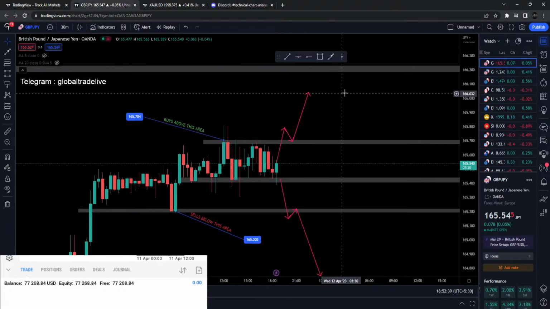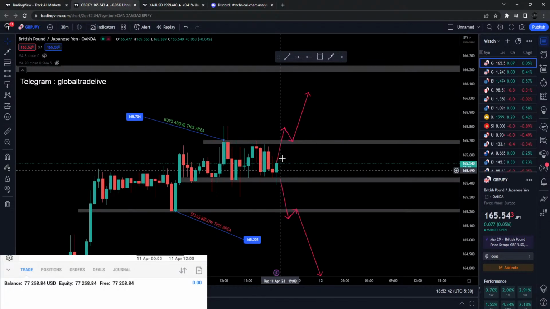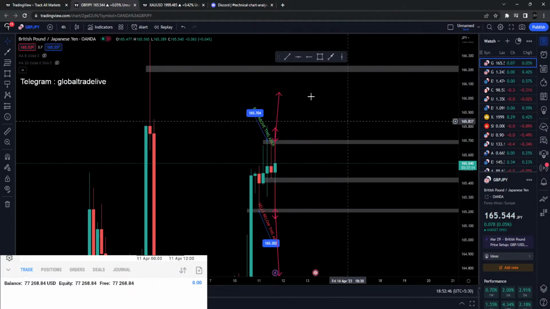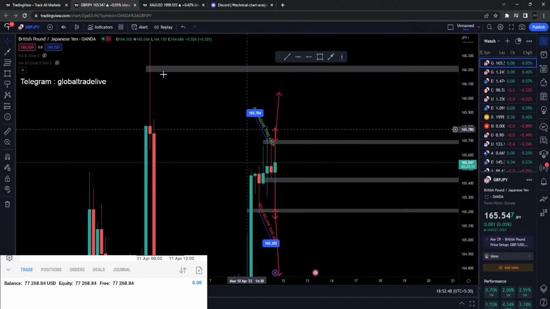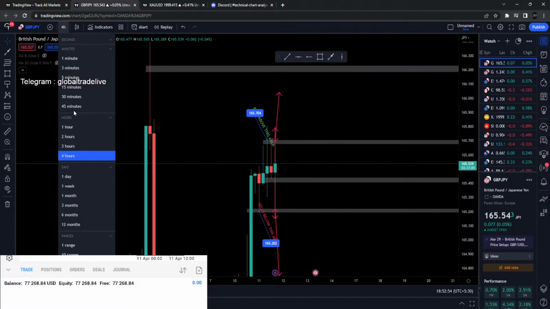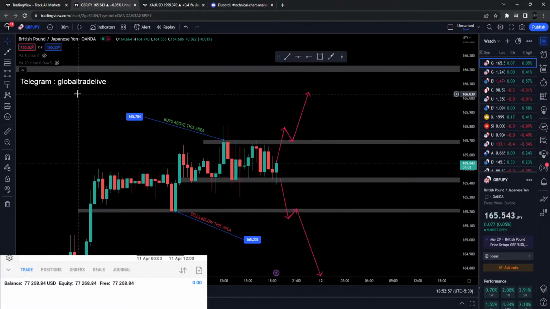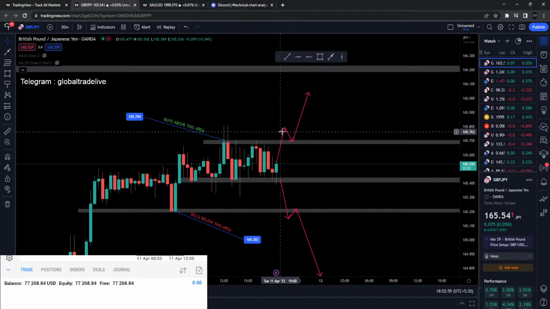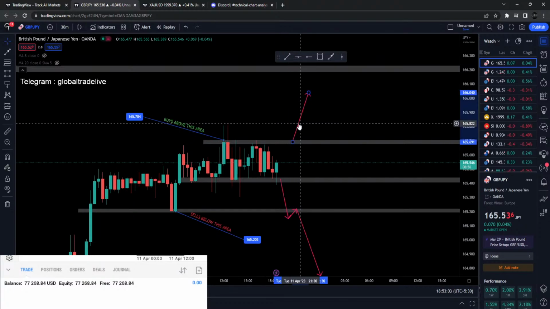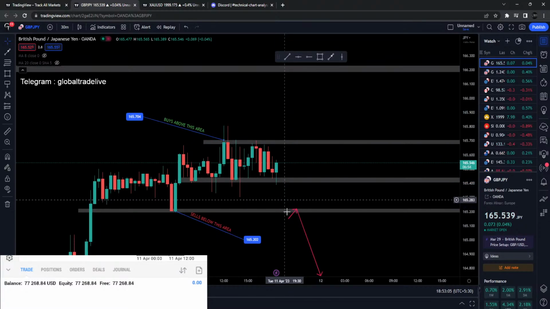And if we talk about GBP JPY, then it's also struggling a bit to move above the resistance area. Also the 4 hour candle is moving up. So yeah, let's see. So I'm just going to remove these drawings over here.